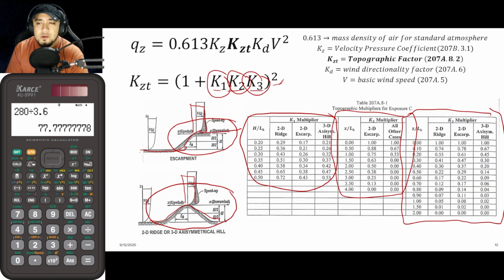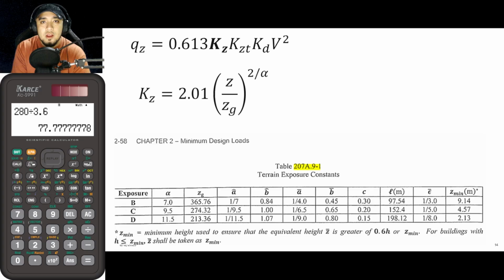Okay? So, if ever that your building is located on just a plane, so nasa patag siya, then once again, meaning that you could actually make use of kzt equal to 1.0. Okay? So, proceeding, since this is just the introduction, after kzt, we now have the value for kz.